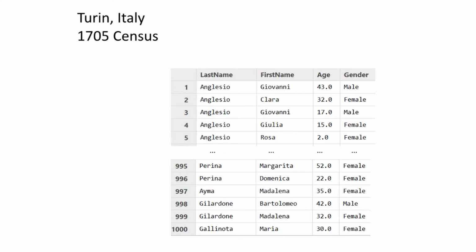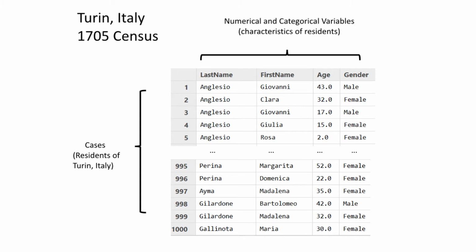Here is the data set for the 1705 census of Turin, Italy. The rows are residents of Turin, Italy. So we have quite a few rows here. I've truncated the output so we could show at least part of it. And then the columns are characteristics of the residents. So what you see here is we have last name, first name, age, and gender of the respondent.